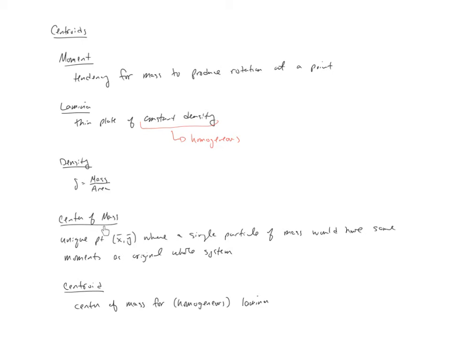A center of mass, which I know everybody's familiar with, happens to be a unique point, meaning there's only one. We use the notation x bar, y bar, where a single particle of mass would have the same moment as the original whole system. So it would have the same tendency for mass to produce rotation at a point as the original whole system. And then a centroid is just a very specific center of mass. It's a center of mass for a homogeneous lamina, one with constant density. Those are the types of problems that we'll take a look at in this section.